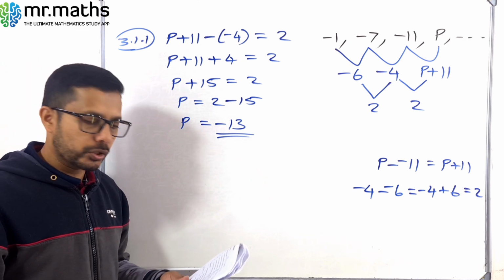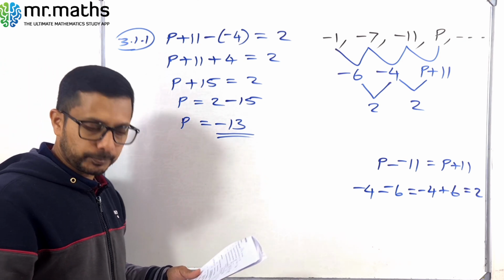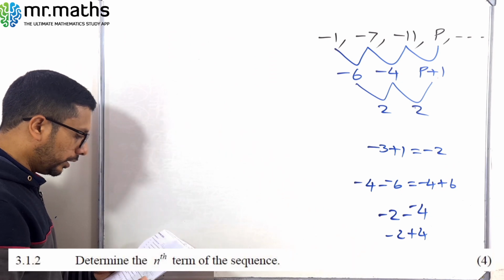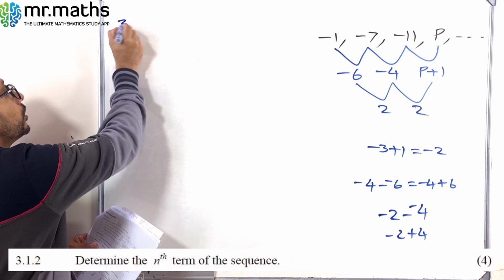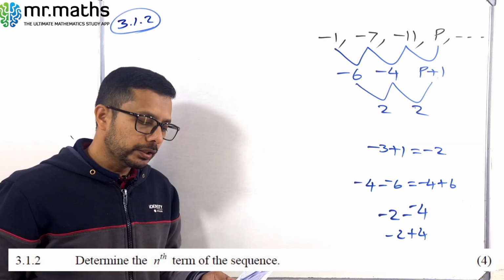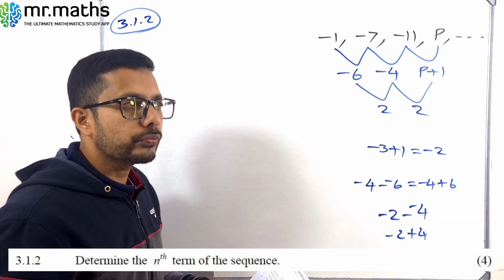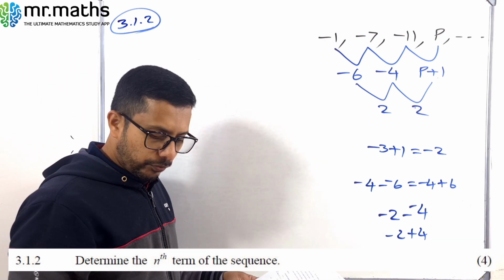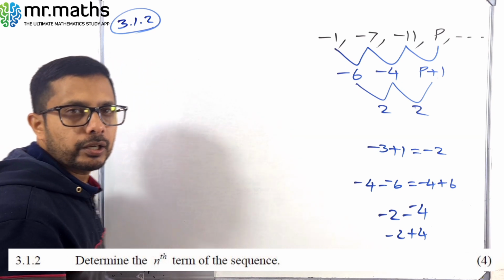Now let's move to the next question, 3.1.2. What is that question? Determine the nth term of this sequence. You have to find Tn. So what is the formula to find Tn in a quadratic sequence?